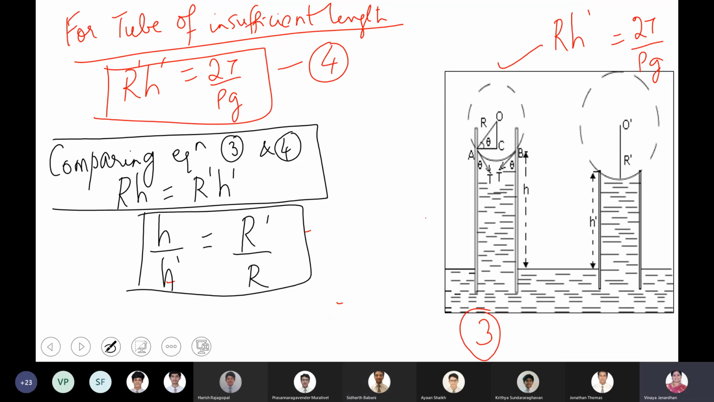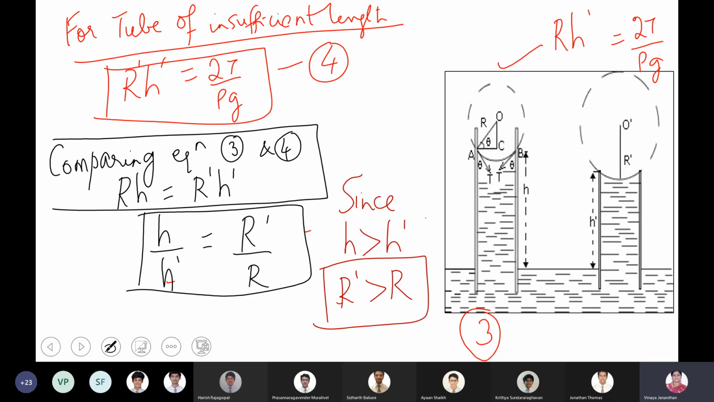Now you very well know that since H is greater than H dash, therefore R dash will be greater than R. It means your liquid will spread out so that its radius of curvature will increase in case of a tube of insufficient length. So this is the key point: R dash is greater than R.